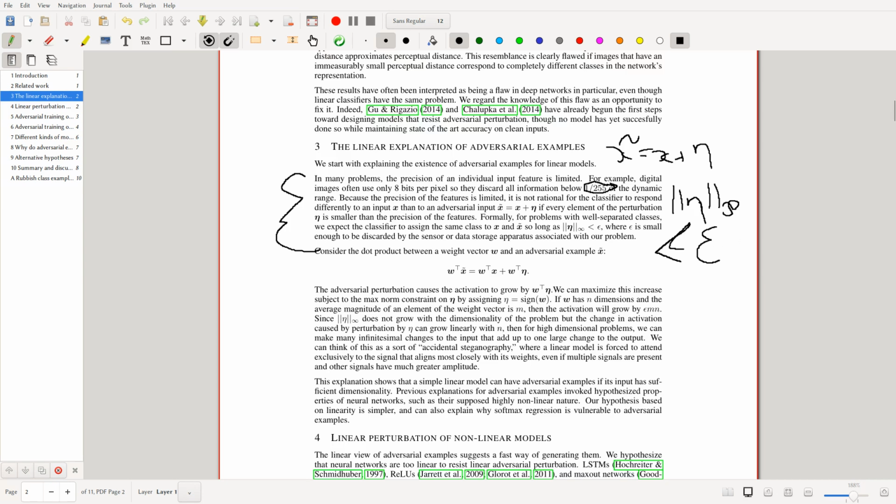Because what we're effectively saying is, if we take a point and construct an open ball with respect to a point x, with radius epsilon, now everything in this ball should have the same classification. But this is not the case, right?